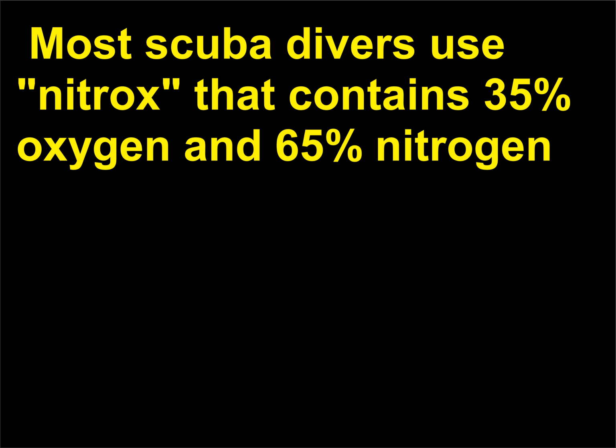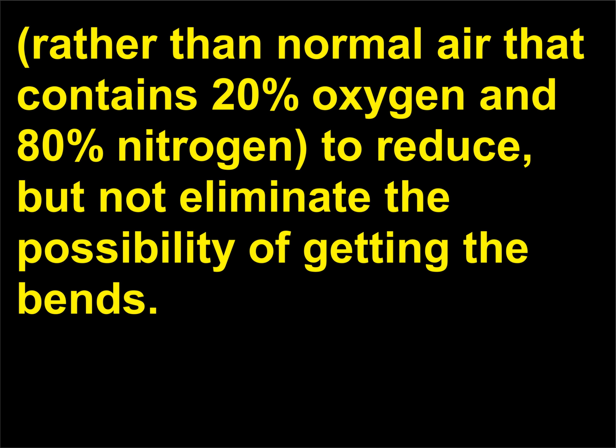Most scuba divers use nitrox that contains 35% oxygen and 65% nitrogen, rather than normal air that contains 20% oxygen and 80% nitrogen, to reduce, but not eliminate, the possibility of getting the bends.